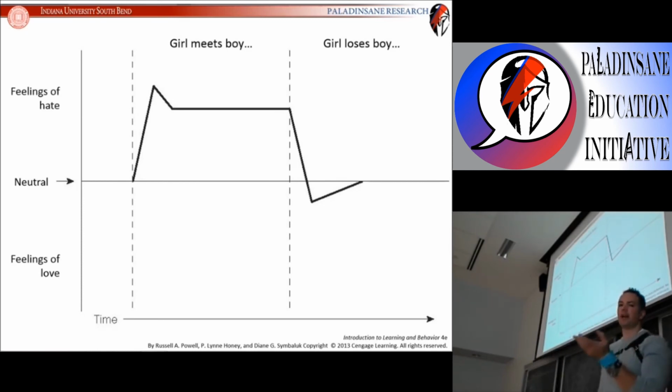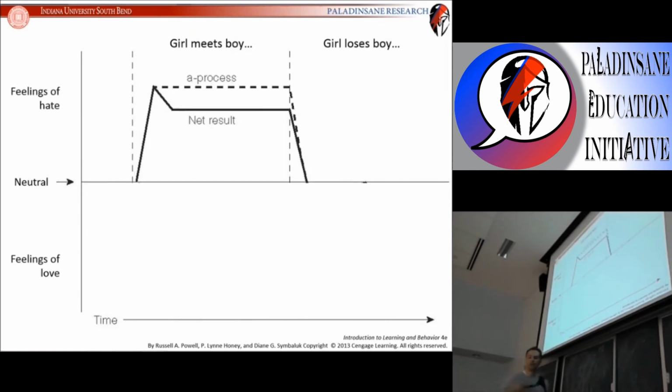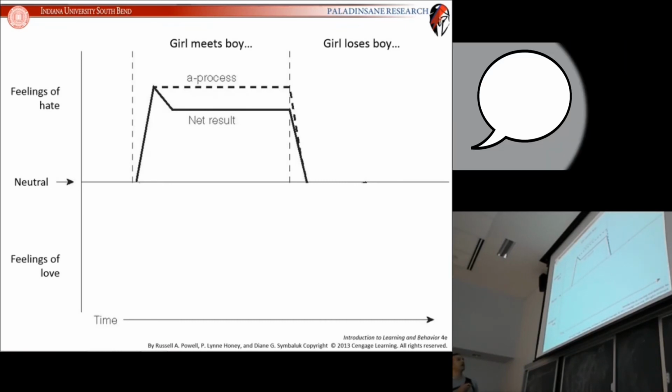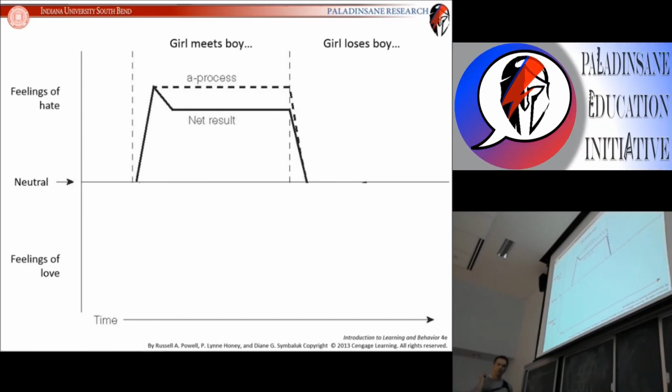What's going on here is, again, that opponent process theory of emotion. So that thing that he did, that breach of social contract, whatever it was that he did, led to this A process, where she was just angry at that boy. Feelings of hate was that A process. Your body does not like to feel. It's kind of weird to say. Your body doesn't really like to feel stuff, right?